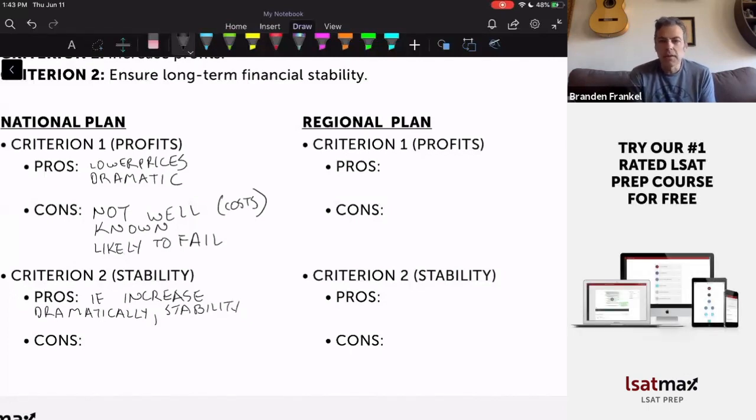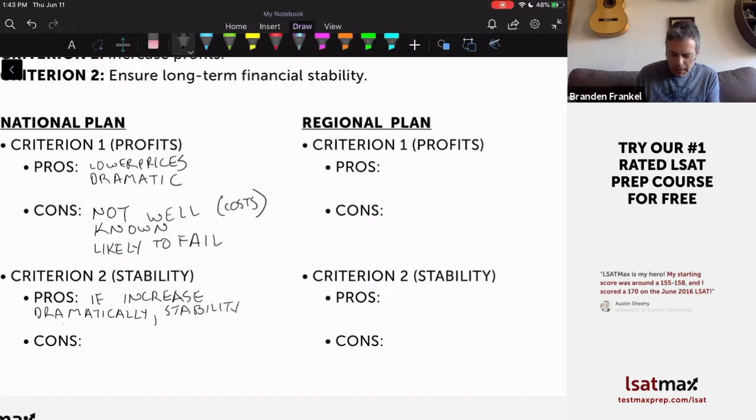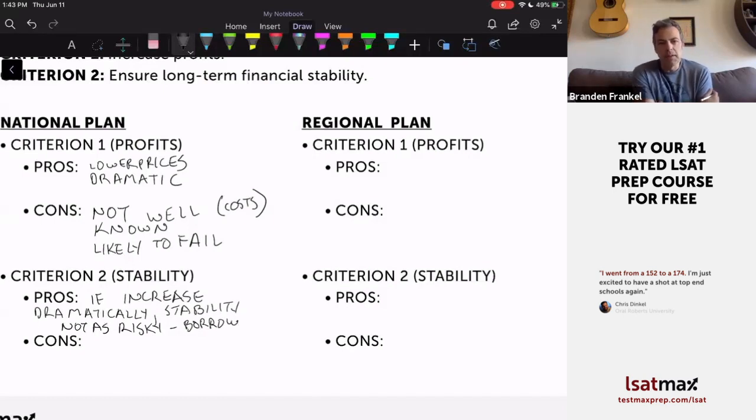Well, yeah. So we're going to put that risk on someone else, right? We're going to borrow money. We're going to put that risk on someone else. So this could be not as risky as it seems, maybe. Because we're borrowing.